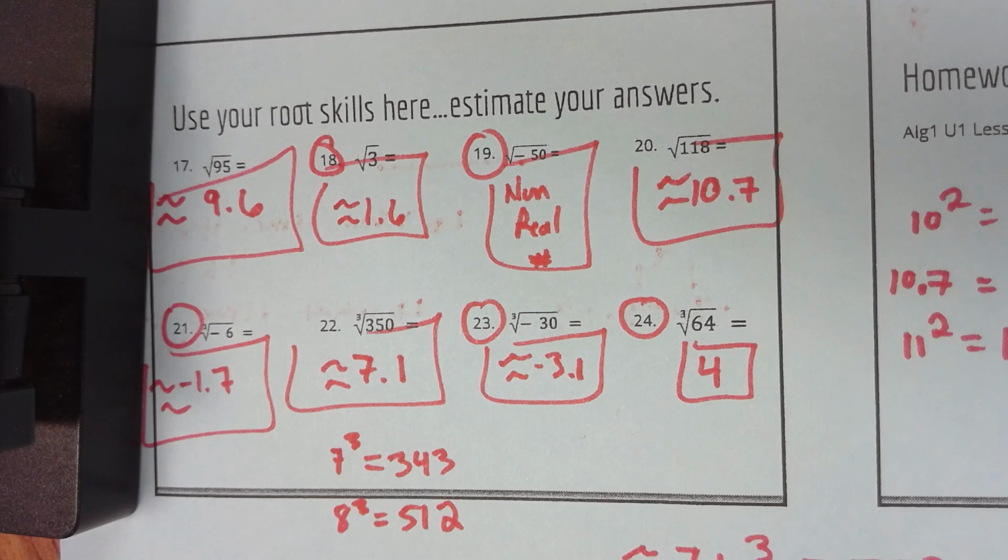All right, then 21, cube root of negative 6. That is in between negative 1 and negative 2. Negative 6 is a little bit closer to negative 8 than it is to negative 1, so approximately negative 1.7. 23, cube root of negative 30. Negative 30 is barely more than negative 27, so approximately negative 3.1. Then 24, 64 is a perfect cube, so it is just 4. That one we're not estimating. If it's a perfect cube, you give me the actual value.